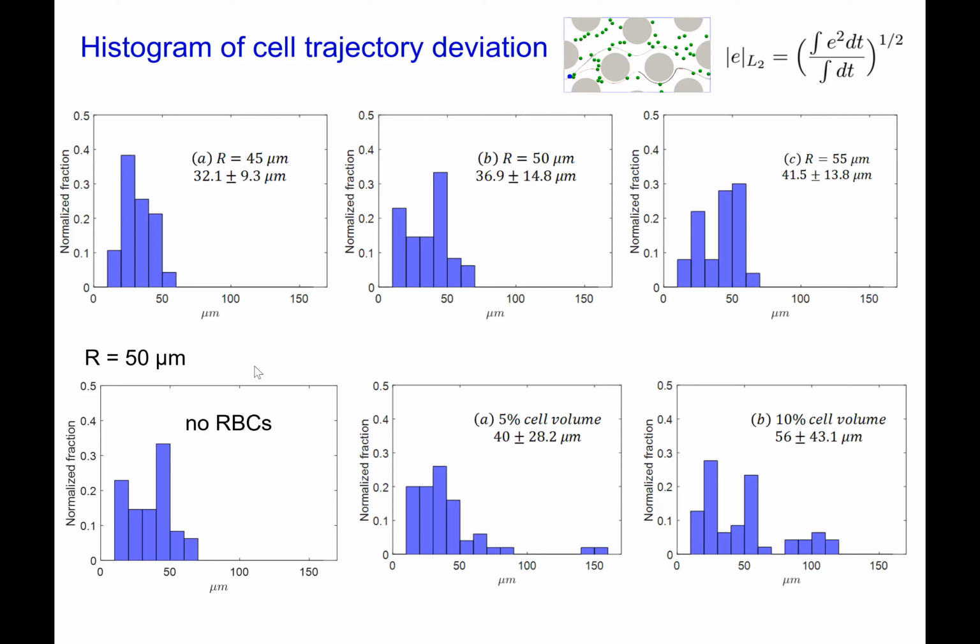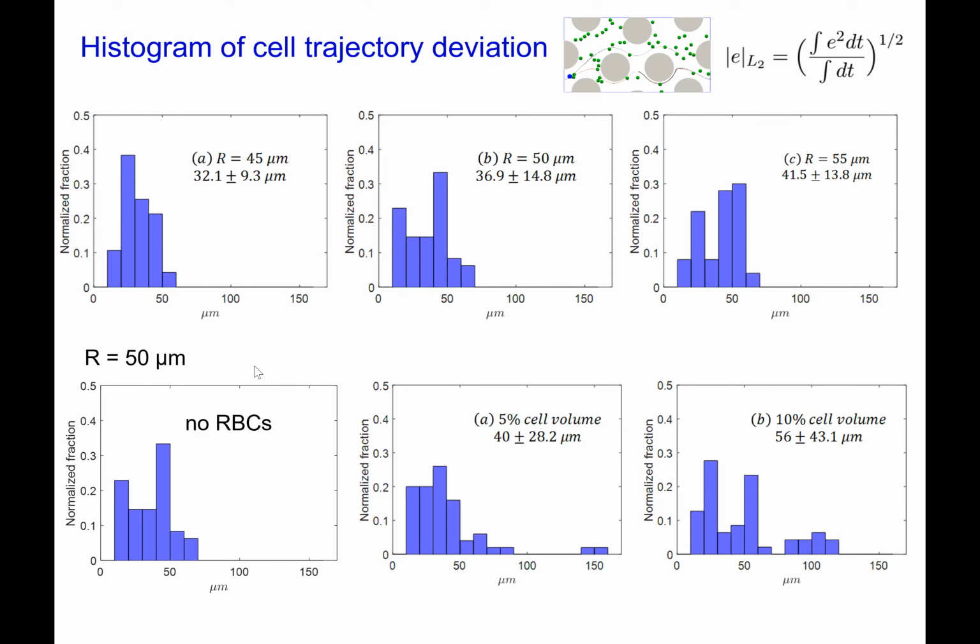It turns out that for the smaller micropost, the average displacement between the streamline and the cell trajectory is about 32 micron, plus or minus 9.3. And then if we increase the micropost from 45 to 50 to 55, the cell shifted distance also increases from 32 to 36 micron to 41 micron.